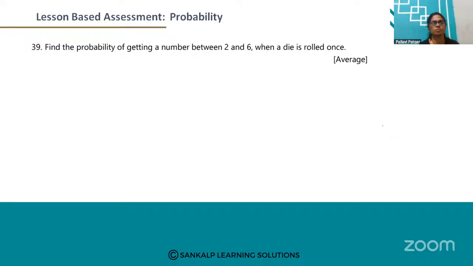Look at question number 39. Find the probability of getting a number between 2 and 6 when a die is rolled once.